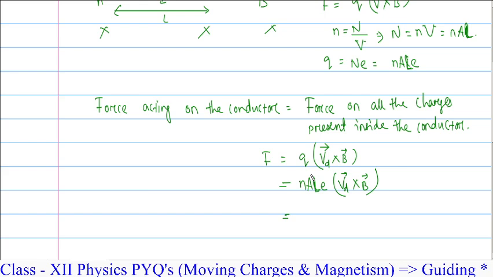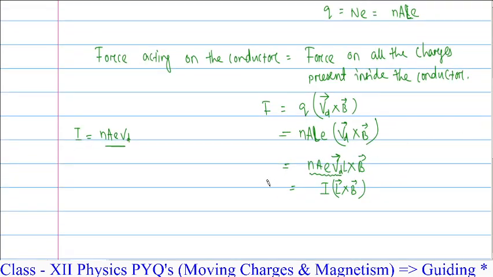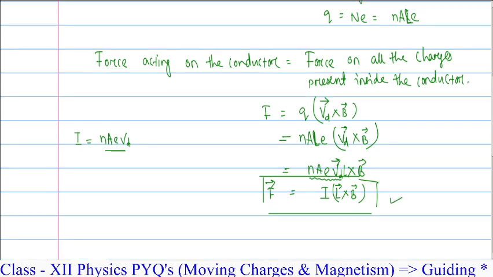As the number density, area, length and charge are constants in this case, we can keep them anywhere. So n A e Vd cross B into L. We know that there is a standard relationship between current and drift velocity: I equal to n A e Vd. So in place of n A e Vd, we can write I. So I into L cross B. Here length is a vector quantity. So we can write the force on the given conductor, in vector form, as F equal to I L cross B. This is the expression for force acting on the given conductor.